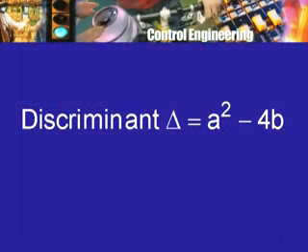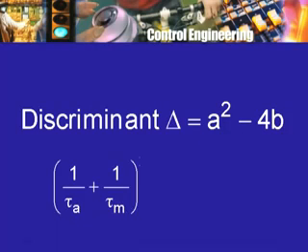What is the discriminant of the quadratic in this case? Delta. This is not the Mason-Gain formula delta, this is for the quadratic. Our quadratic is s squared plus a s plus b, so the discriminant is simply a squared minus 4b. Our a is 1 by tau a plus 1 by tau m. Now instead of squaring it, as engineers we ought to be simplifying expressions so that they can be handled more easily.